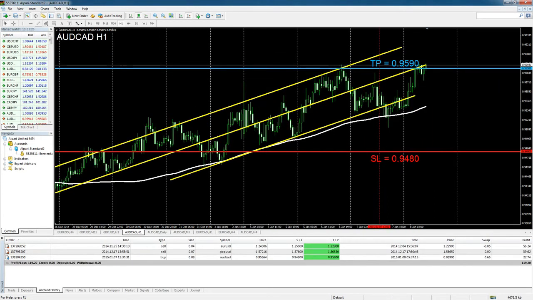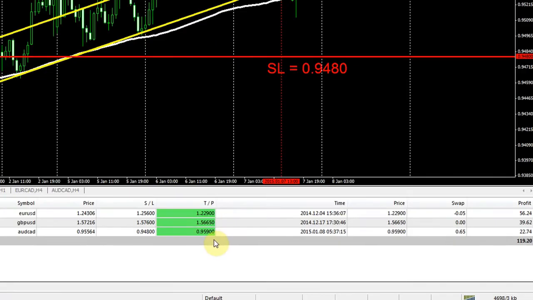Hello and welcome back. It has been just over 20 hours since we opened our Australian dollar Canadian dollar buy order, and we have a result. The buy order was closed at a profit, and we can see this from the account history tab down here. As you can see, the green indicates that the order was closed at take profit, and this single order brought us $22.74 of real money from the Forex market.